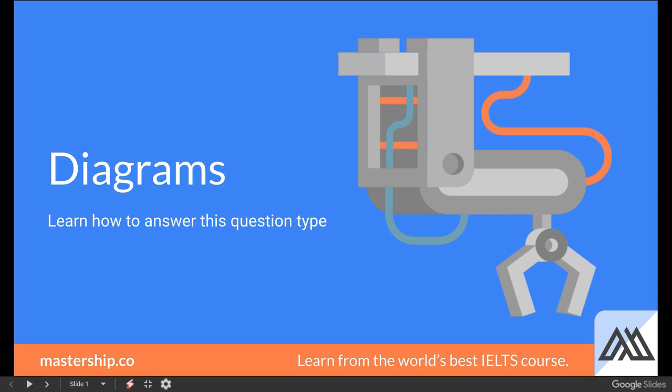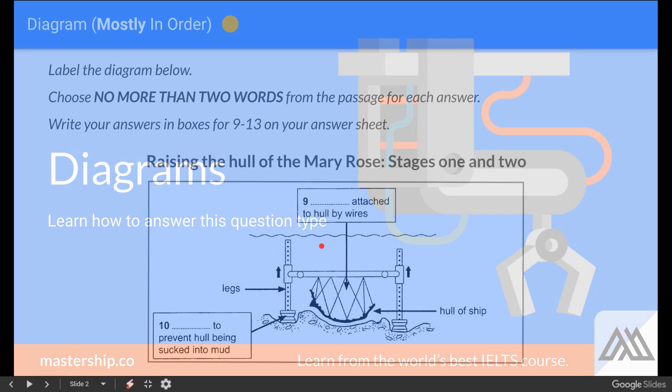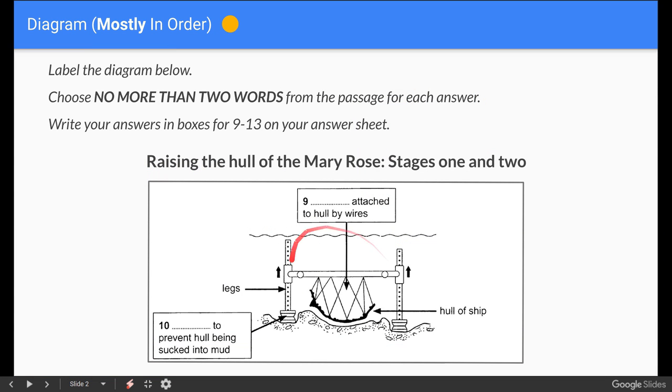In this video, we're going to be talking about the diagram question. One of my favorite questions because this question is quite easy to identify. As you can see, it says up here, label the diagram below. And this question pretty much works like a fill in the blank question. And it's not a very difficult question. As you can see, it's at a medium level of difficulty.